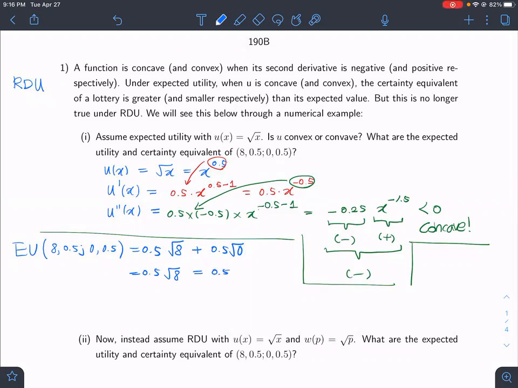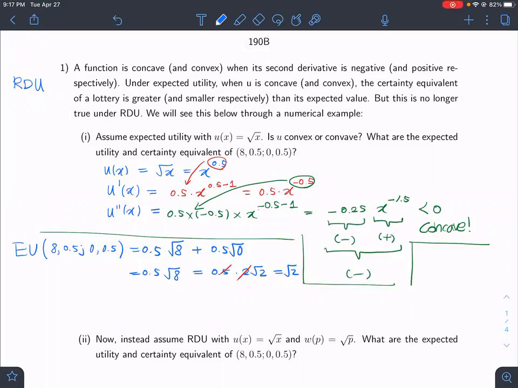So it becomes 0.5 times square root of 8. Square root of 8 is 2 square root 2, and 0.5 times 2 square root 2 gives square root of 2, because 0.5 and 2 cancel out. Is it too fast? Is it okay? Okay, thank you. So we got the expected utility.